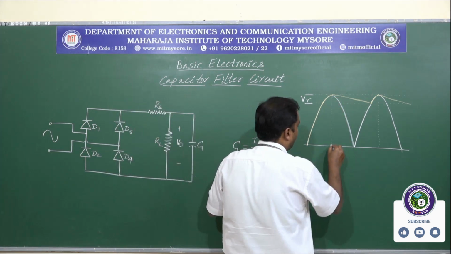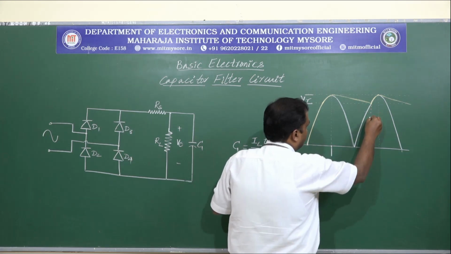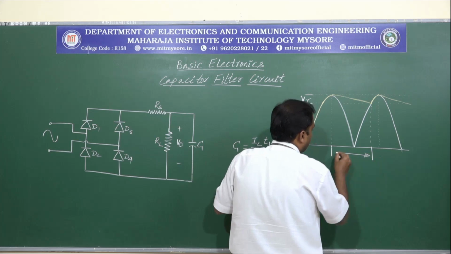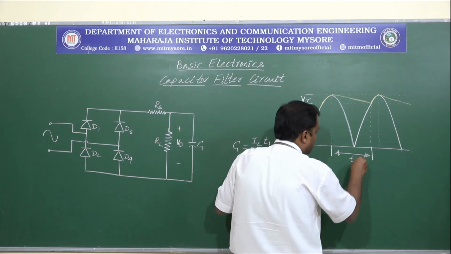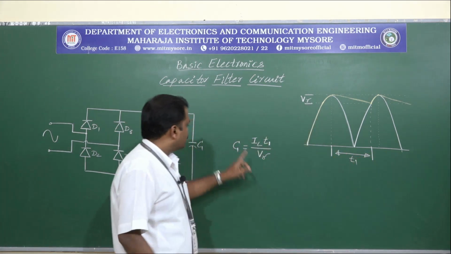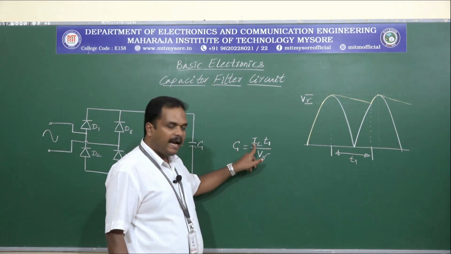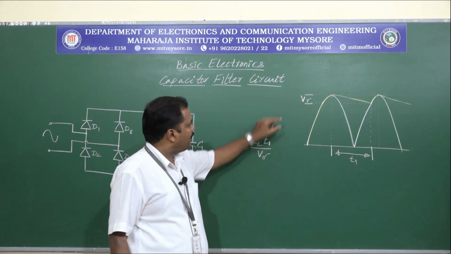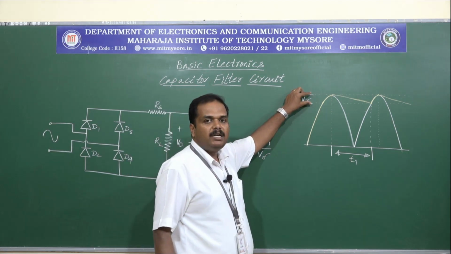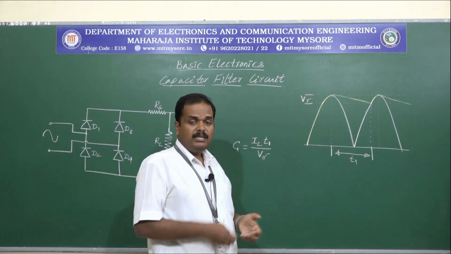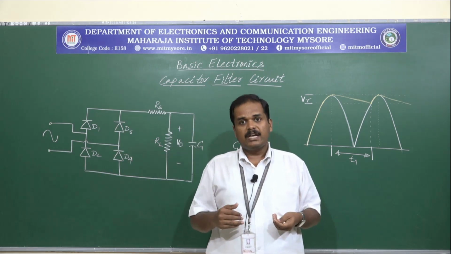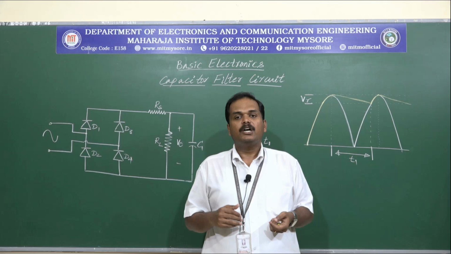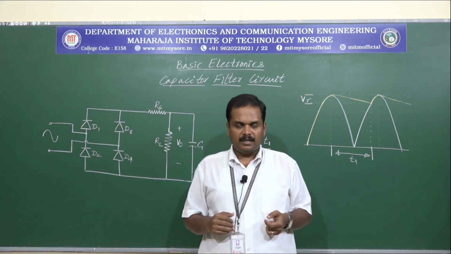So from this point to this particular point, this time duration will be considered as T1. So capacitor C is given by IL into T1 divided by V gamma, where V gamma is the peak to peak voltage. So this is how we can reduce the ripple content from the rectified output using a capacitor filter.